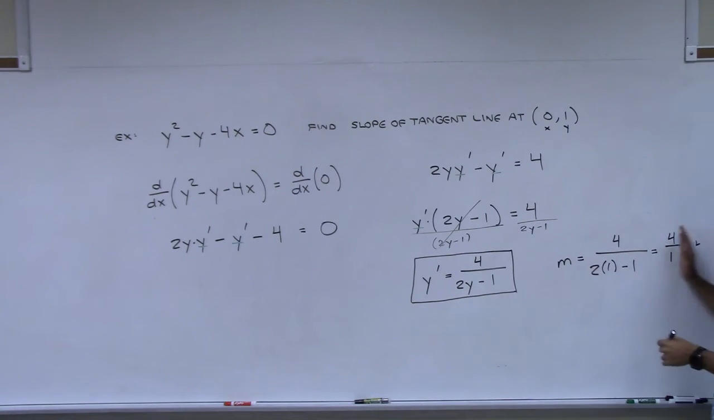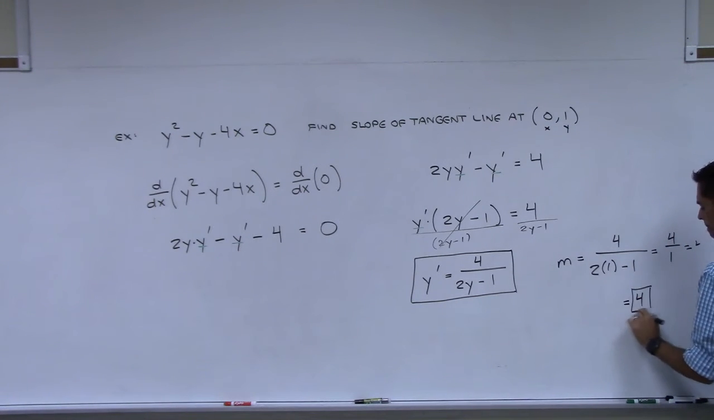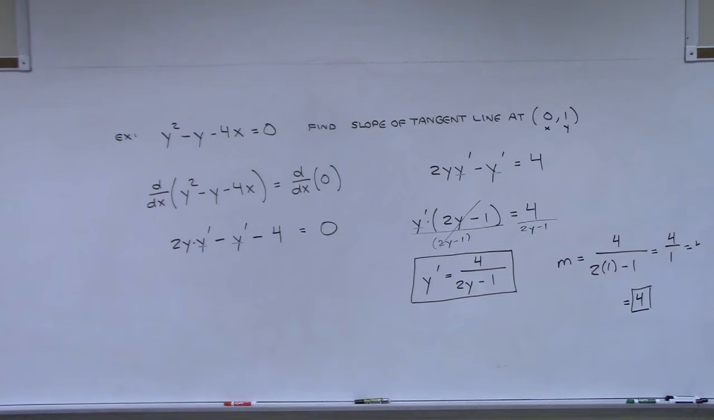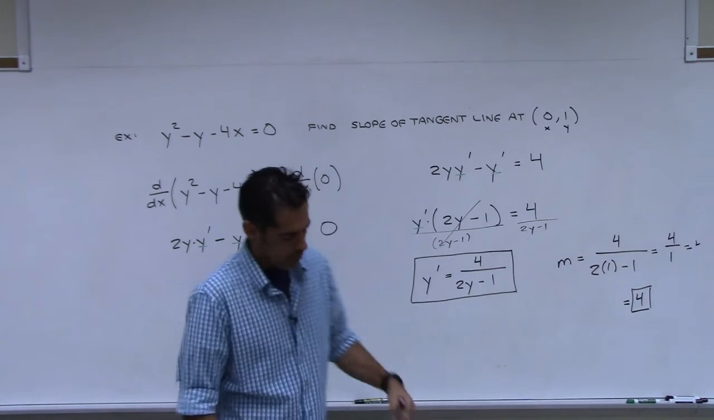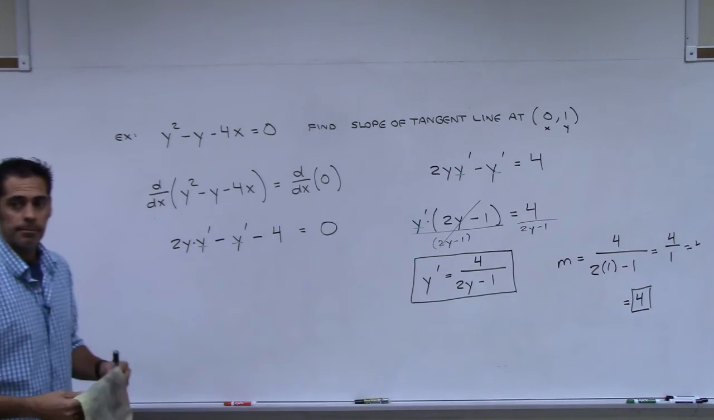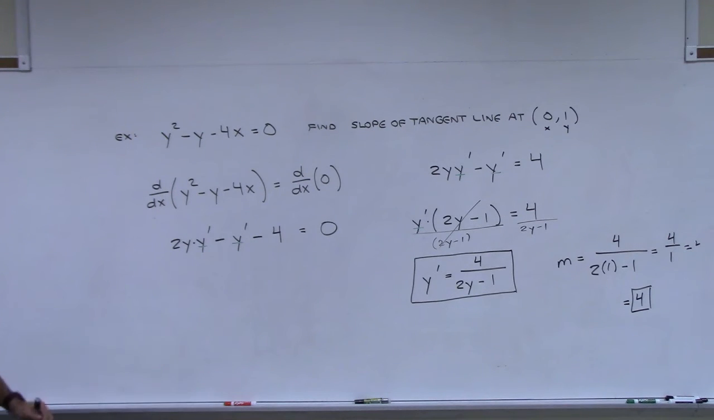I think I'm off camera here. Yeah, I'm off camera. So this is just 4. So the slope is 4. Is that all right? Let's do one more, and then we're going to do a little bit of a different notation, and then we're going to try and do a word problem.